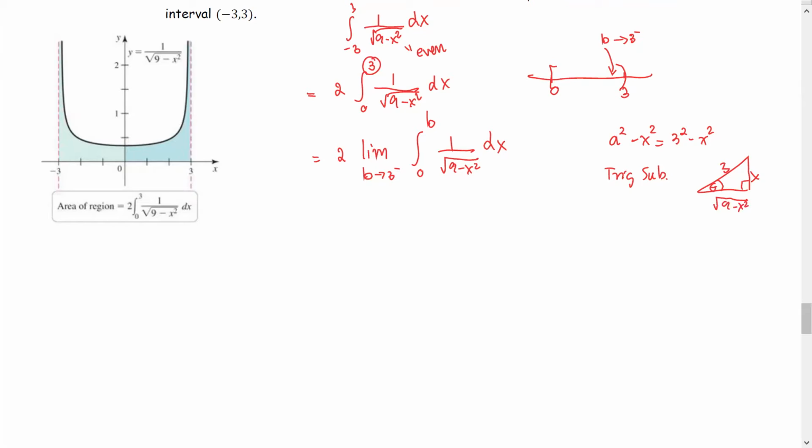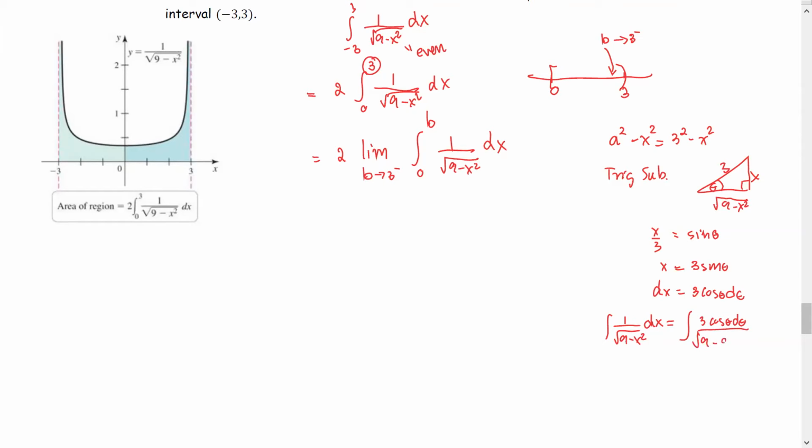From the relationship of x and 3, x over 3 is the opposite over hypotenuse, which is sine theta. We can write x as 3 multiplied by sine theta. Find the differential dx, which is 3 times cosine theta d theta. Therefore, the integral of 1 over square root of 9 minus x squared with respect to x can use the u-sub technique by rewriting everything in terms of theta and the trig function. The dx is 3 times cosine theta d theta.